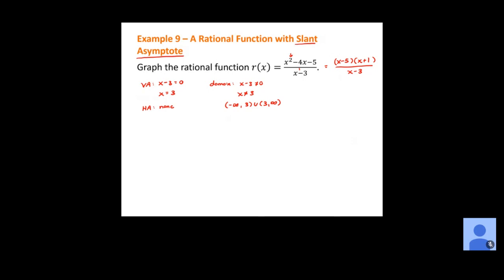The way we're going to find the slant asymptote is by using long division now. So I'm actually going to divide the numerator by the denominator. I'm going to put my x minus 3 on the outside. I'm going to put the x squared minus 4x minus 5 on the inside.